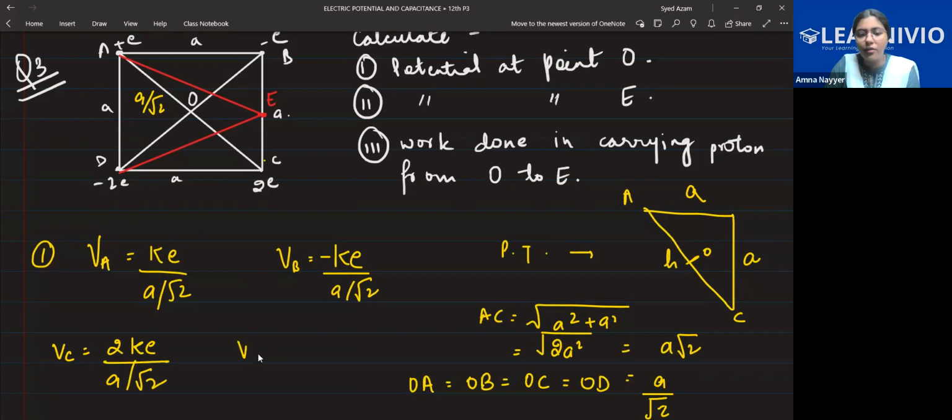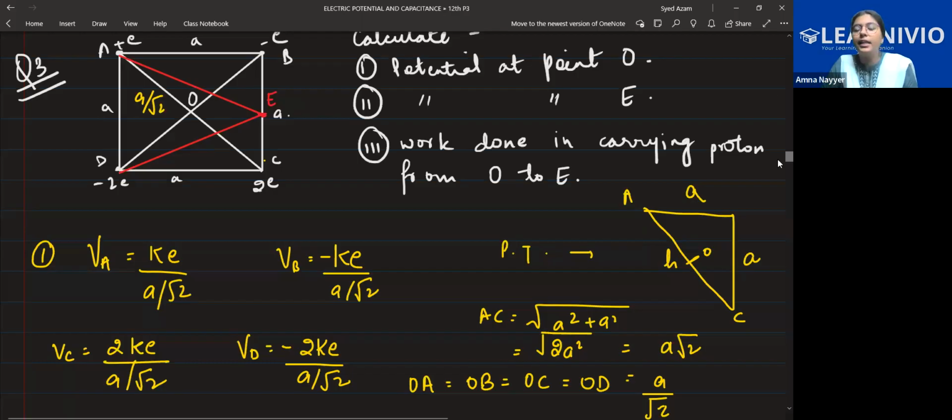Marwa, can you tell me VD, the potential due to this charge at point O? It should be minus 2E. So minus 2KE divided by A by root 2. Right. See, this separation is A by root 2, the charge is minus 2E, so K into minus 2E by A by root 2. Correct class. So now I think you all will be able to write the potentials.